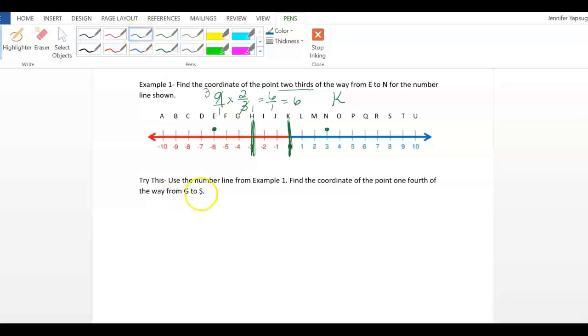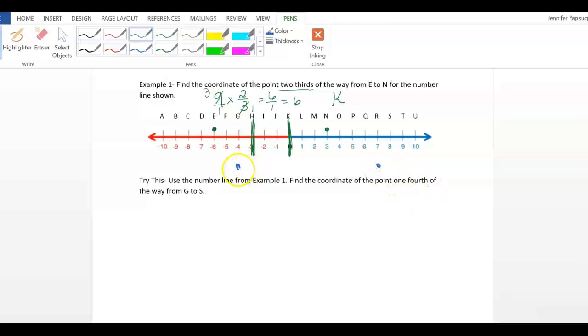All right, so use the number line from example 1, and I want to find the coordinate of the point that is 1/4 of the way from G to S. So I'm going to go and find G. I'm just going to put the point down here so I don't mix up what I have above. And then S is here. All right, and again, I'm looking for 1/4 of the way.